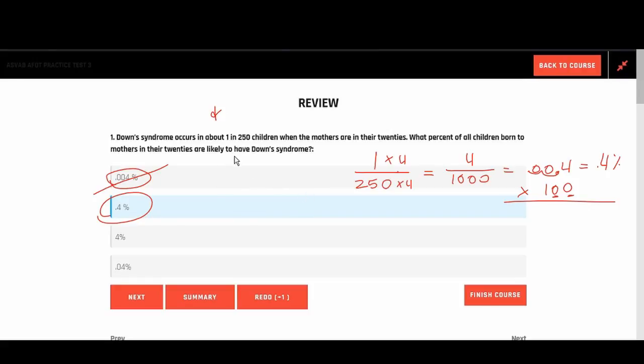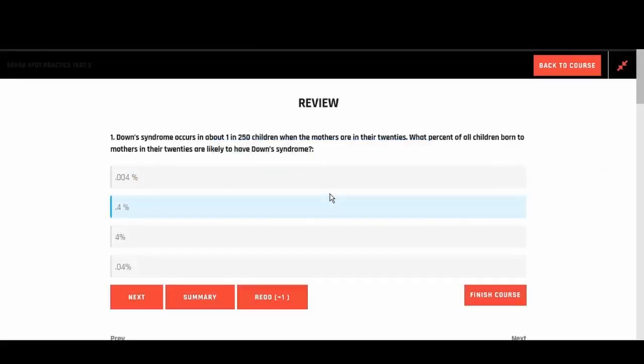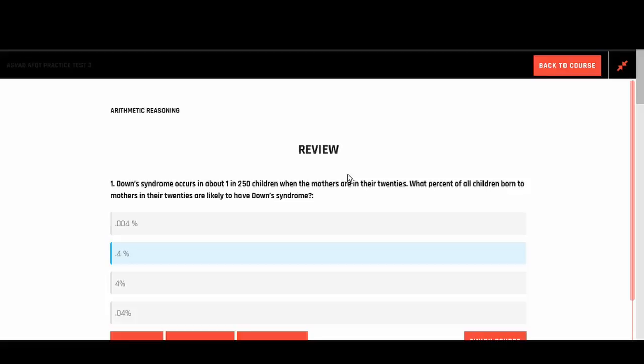Again, this is a pretty challenging problem. In all honesty, all the problems in this third practice test are fairly challenging. If you're going to score somewhere between 60 and 99 for your AFQT score, you're going to see a lot of problems like this. Let's move on to the next problem.